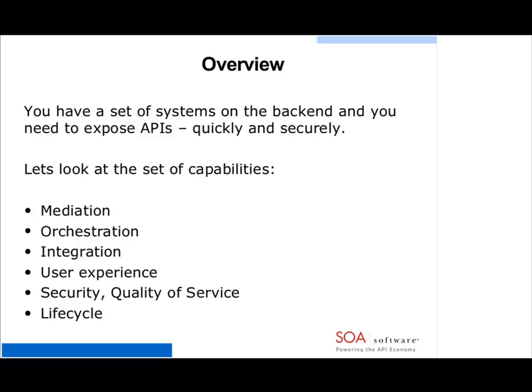So I like to break down the set of capabilities that you need as an organization or that you need from a mobile application gateway into these 6 bullets. You need the ability to mediate, and I'll talk a little bit about what that means. You need the ability to orchestrate. You need an integration capability. You need a user experience for that API, and I'll talk about that as well. You need to provide quality of service and security around that API.